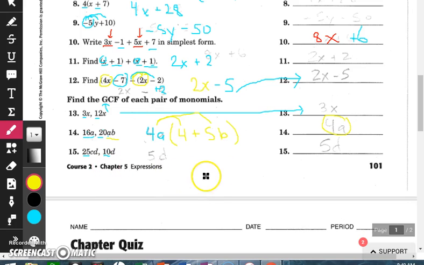As you can see, 5 will go into 25 5 times, 5 will go into 10 2 times, and then they both share a variable of d.